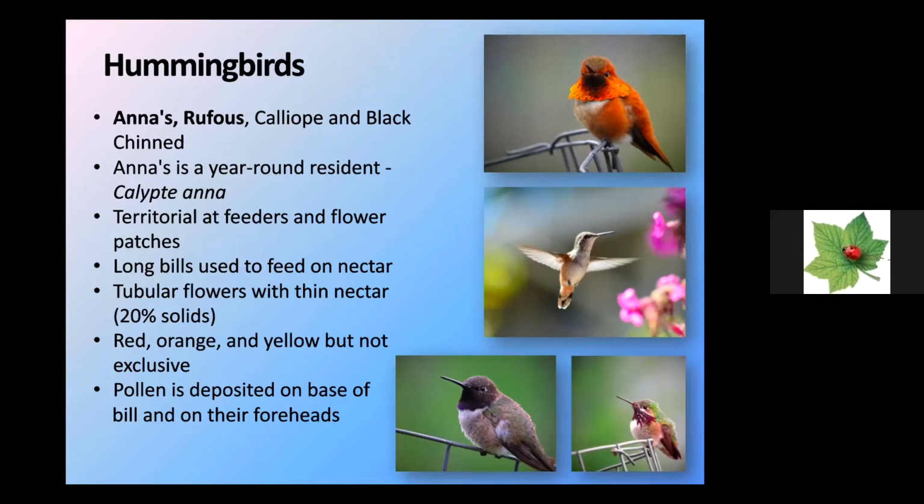They oftentimes are attracted to the red, orange, and yellows, but those aren't the only colors. Those are just some of the brighter ones, which is why you oftentimes see hummingbird feeders with those hot, warm colors. The pollen is deposited on the base of the bill and their foreheads. And so as they move from flower to flower, that is how they are transferring that and helping to pollinate some of our different flowers.